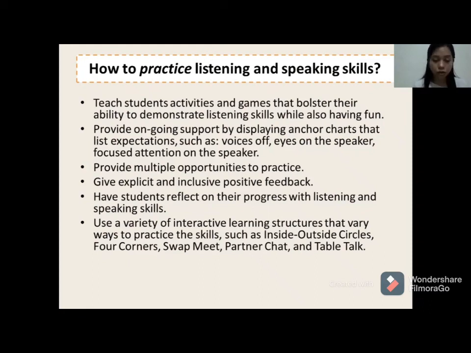listening skills. Also, we need to provide multiple opportunities to practice. So we should give them more listening and speaking activities for them to practice those skills. Give explicit and inclusive positive feedback for them to be interested and to improve all their weaknesses, improve their skills. Help students reflect on their progress with listening and speaking skills, and lastly, use a variety of interactive learning structures that vary ways to practice the skills, such as inside-outside circles, four corners, SWAT meet, partner chat, and table talk, and many more listening and speaking skills.